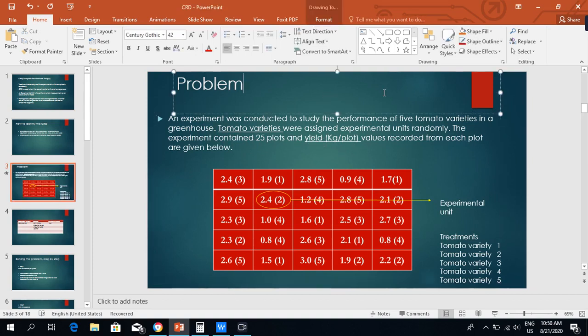What are treatments? Treatments are the different conditions that are investigated in an experiment. In here, our treatments are tomato varieties. The number in bracket represents the variety number. Here we have 5 tomato varieties: tomato variety 1, 2, 3, 4 and 5. And we have 25 plots. One plot is an experimental unit. Therefore, we have 25 experimental units.